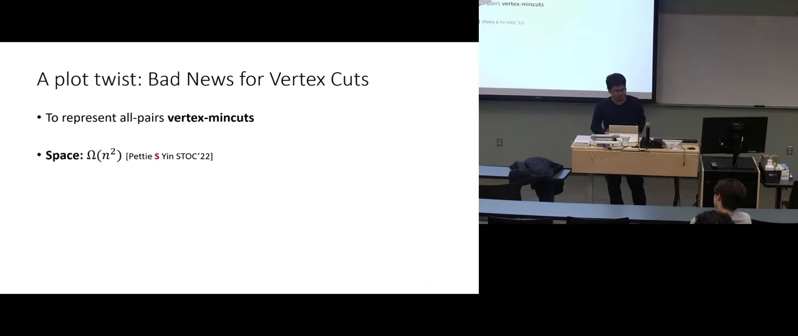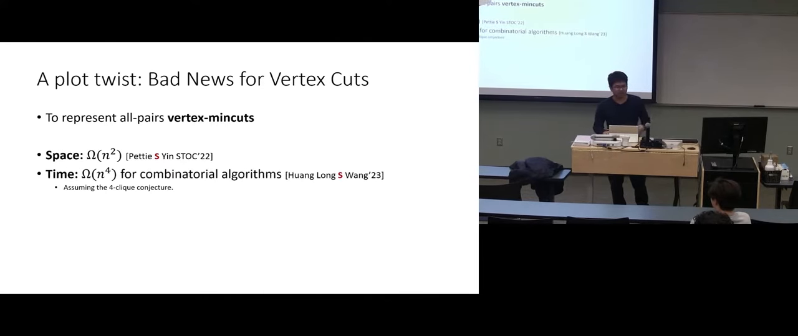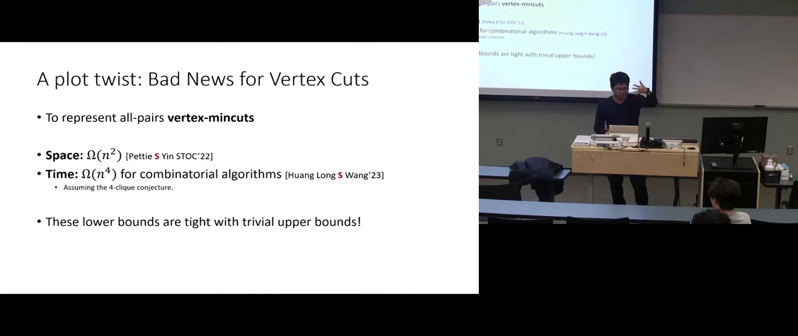I showed this with Seth Pettie and a student from China. What does it mean? It means that there cannot be a Gomory-Hu tree, because a Gomory-Hu tree has just n edges in it, so the space for that is just n. But no matter what, you will need n square space for vertex min cut. So the Gomory-Hu tree for vertex min cut cannot exist. Moreover, the time you need to compute all pairs vertex min cut is n to the 4th, and this is actually tight with the upper bound.